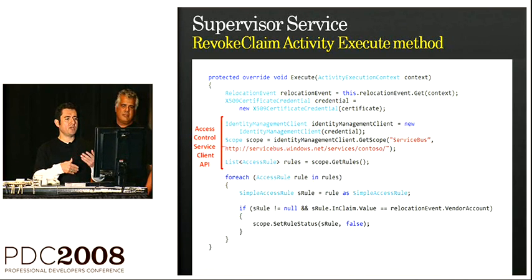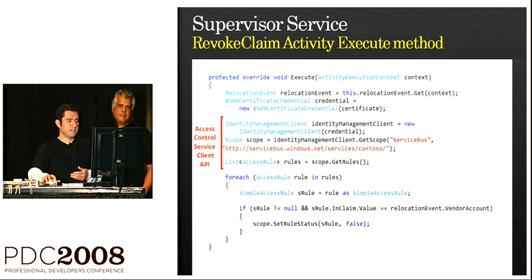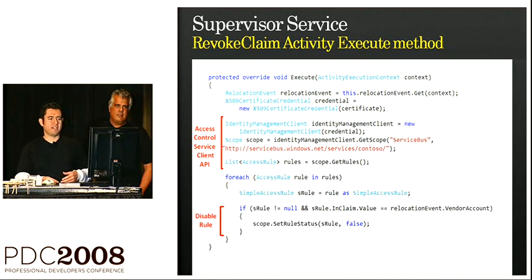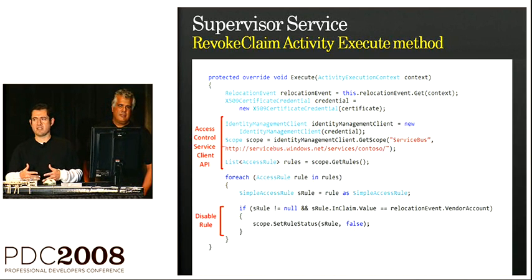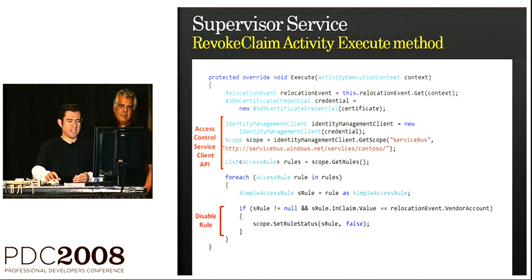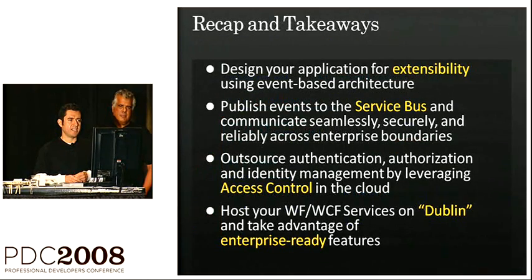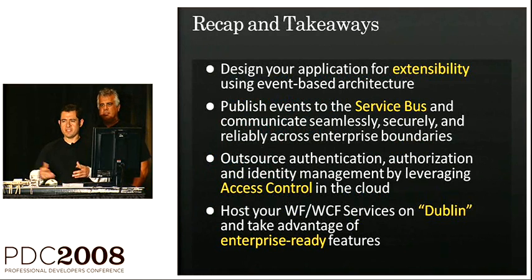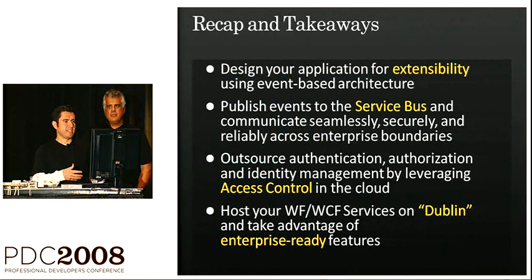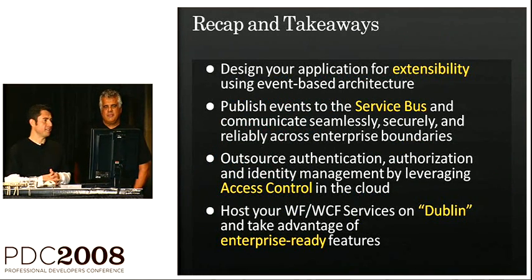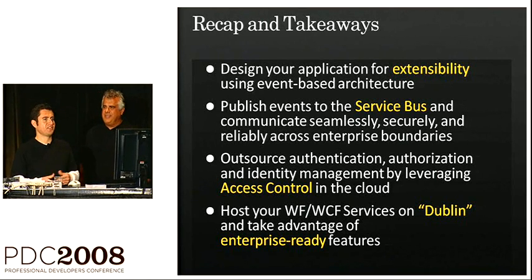And then I'm going to enumerate through all the rules. I'm going to find the one that matches my vendor, and then I set the status to false, meaning I've disabled it. And that's pretty much it. At this point, the rule is disabled and the vendor is no longer able to send messages. And that's the conclusion to our demo.